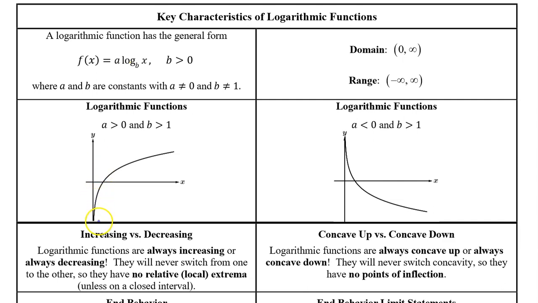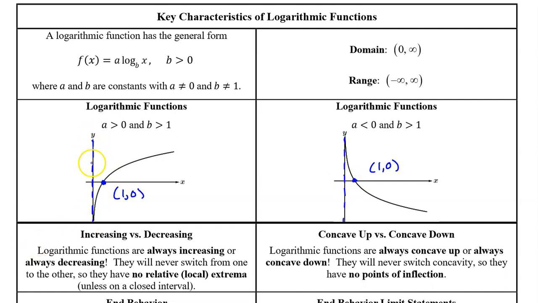I want you to memorize that the graph of a logarithmic function has this basic look to it. This is the parent function when the a value is positive. If the a value is negative, it's going to be reflected over the x-axis, and then it will look like this. Notice that a logarithmic function in this form will always pass through the point 1, 0.